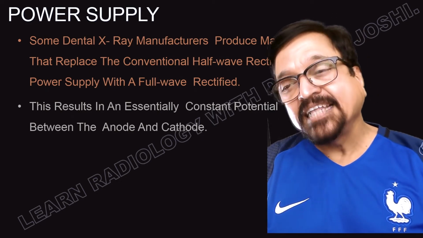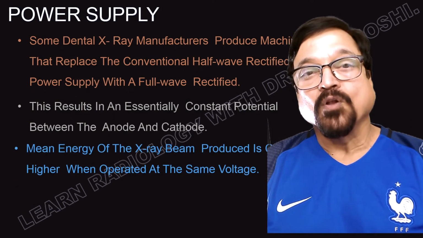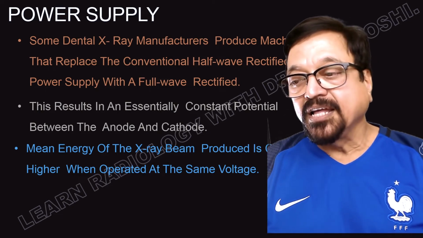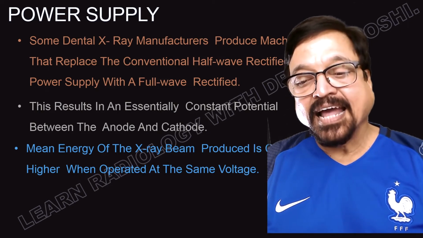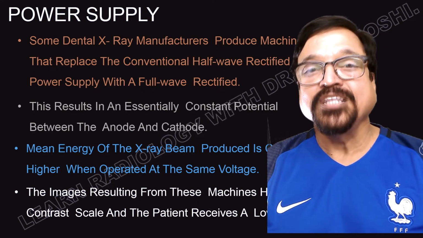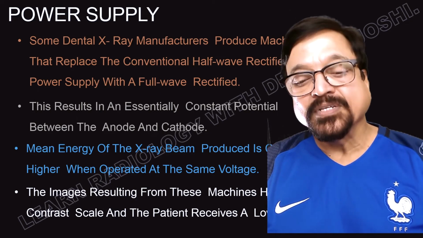This will result in essentially constant potential between the anode and cathode. There will not be a gap between. I mean, the energy of the X-ray being produced is comparatively higher than when operated at the same voltage. So full wave rectification machines will give you better X-rays and a continuous X-ray flow.